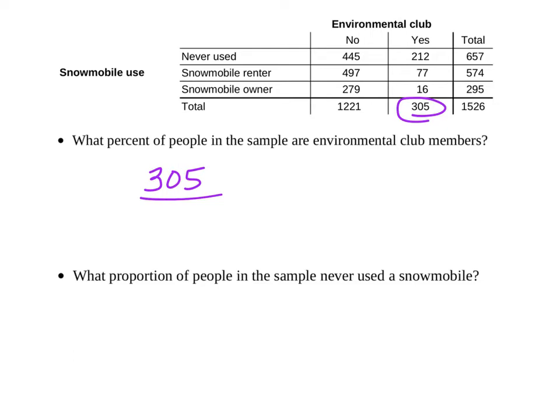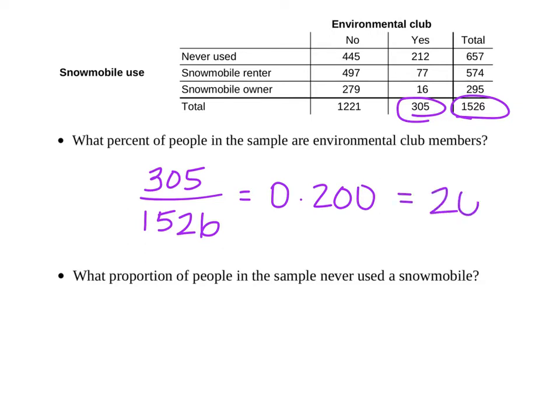And then what we do is put the total number of respondents at the bottom. That's 1,526. And that's not a percent, that's just a proportion, a ratio. So when I divide 305 by 1,526, I get about 0.200, and that is 20%. That's a nice number.